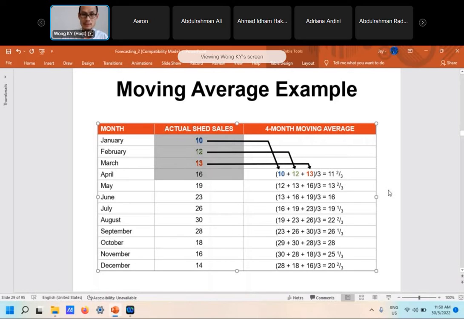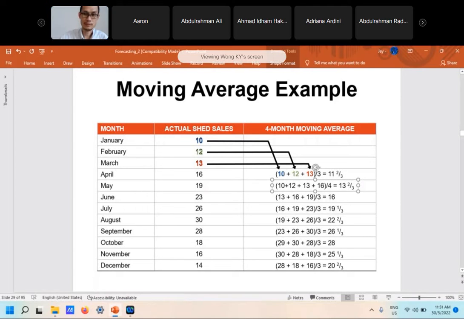Understand? So let's say now the question gives you these 4 sets of data: 10, 12, 13, 16. You're at the end of April. The question asks you to forecast the demand for May using a 4-month moving average. Then how do you do it? It's just 10 plus 12 plus 13 plus 16, and then divide by 4. That will give you the 4-month moving average value for May.